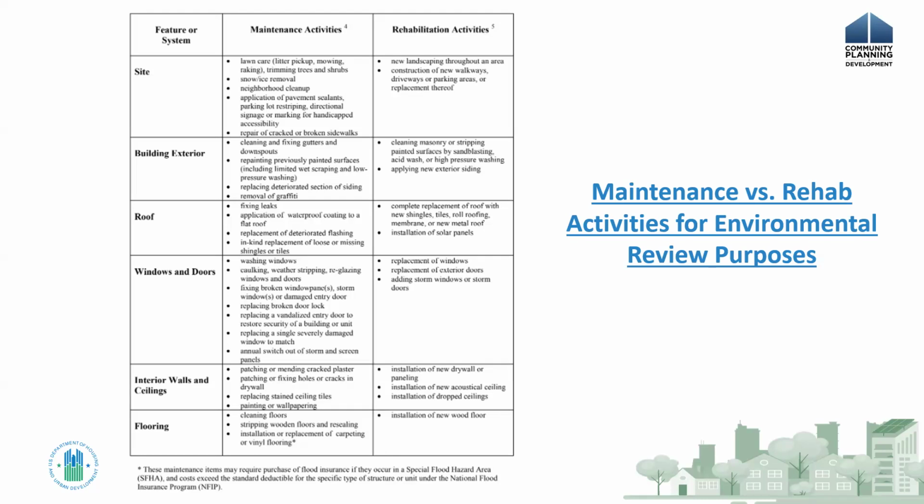As you can see, the table shows different types of activities and whether they are considered maintenance or rehab for environmental review purposes. So all the activities listed under rehab, which is the column on the far right, are not covered by HUD's nationwide review and would need to be included in a separate satisfactory environmental review for the project prior to being performed. All activities listed under maintenance, which is the middle column, except for the ones with the asterisks near them. You can see them at the very bottom.